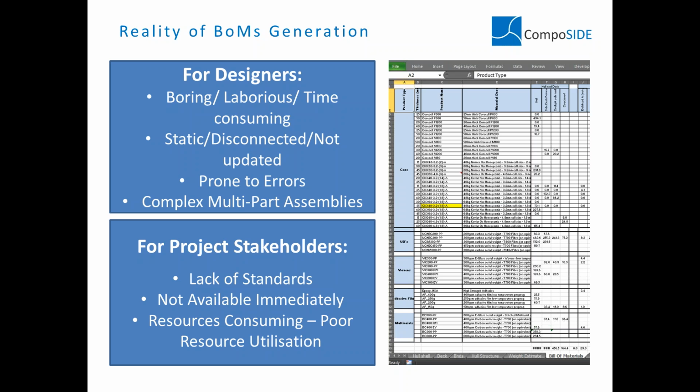It tends to be static and disconnected, therefore not updated within your project. It's prone to error because very often you rely on in-house tools. You've got different wastage factors depending on the type of material and how it's used, and all those parameters you can address very easily using CompoSIDE. And also, it can become extremely complex for multi-part assemblies. When you talk about a yacht structure, you've got 50, 100 structural components that you need to blend together to come up with an overall usage of materials.